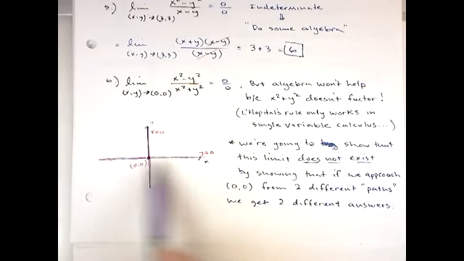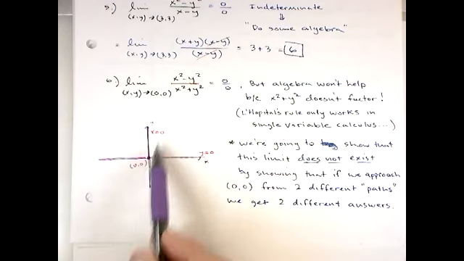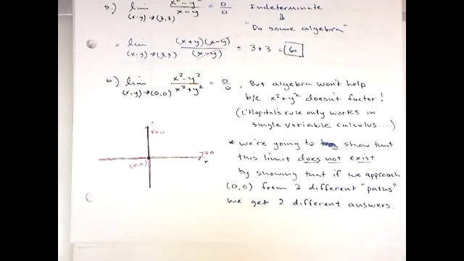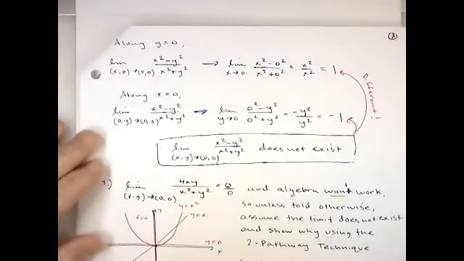This line, the x-axis, is y equals 0. We call that a path. That's a path that passes through 0, 0. And x equals 0 also passes through 0, 0. So we're going to see what happens if we approach along those 2 paths. Okay, here's how it looks.